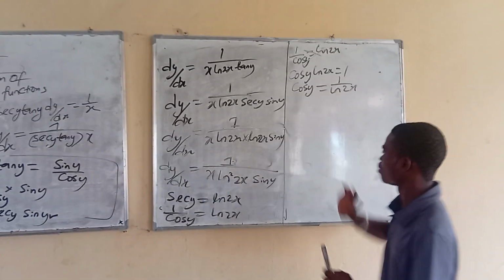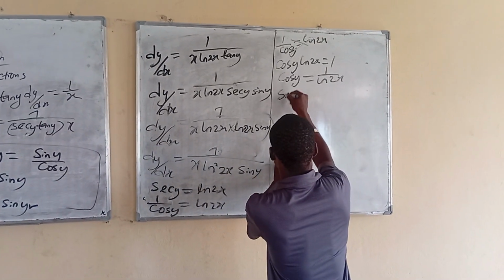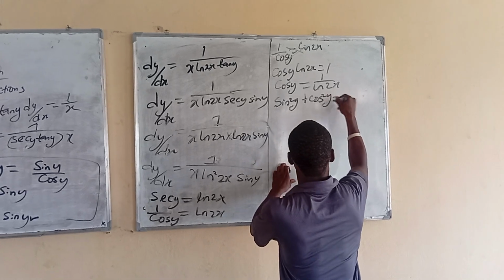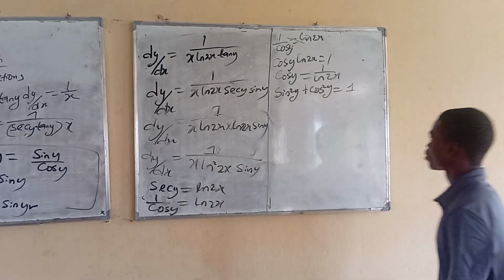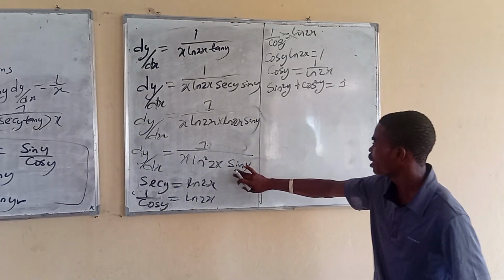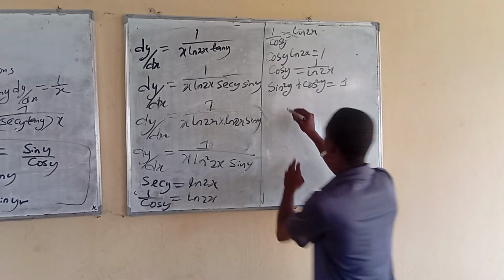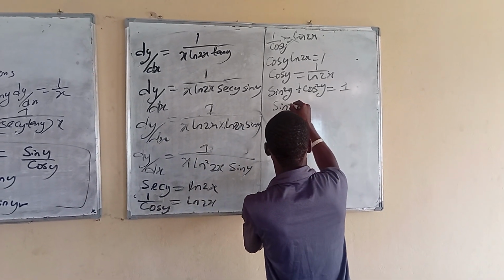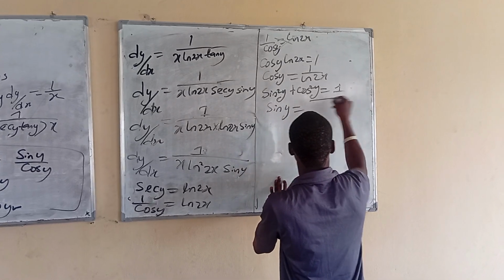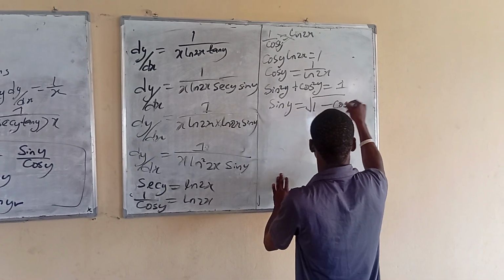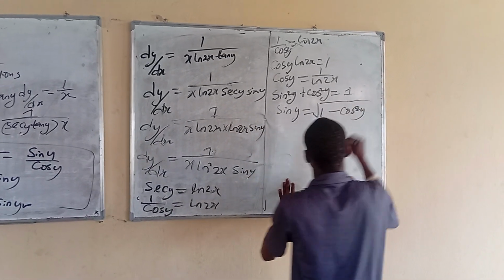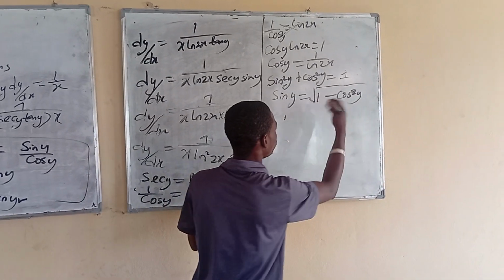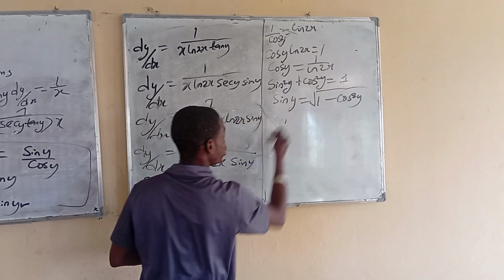So what will be your sin y from here? Recall sin squared y plus cos squared y equals 1. Now, what do we have here? We have sin y. So let's make sin y the subject of the formula. Your sin y will be equal to the square root of 1 minus cos squared y.